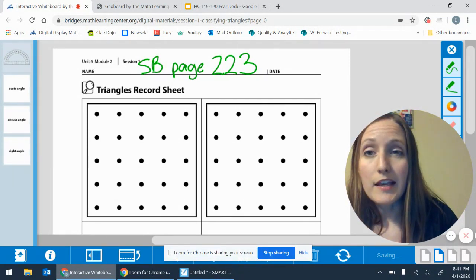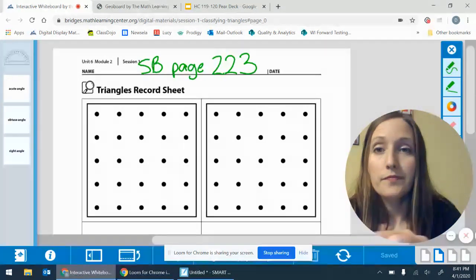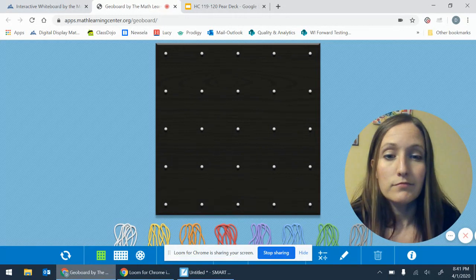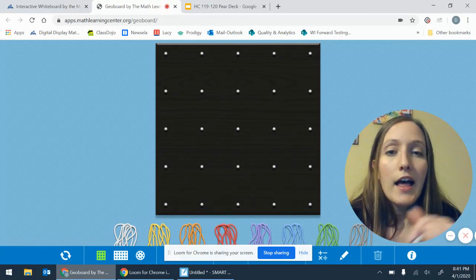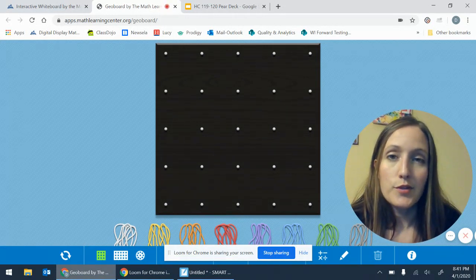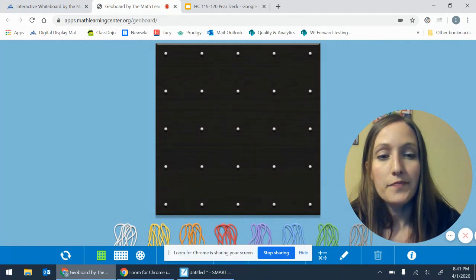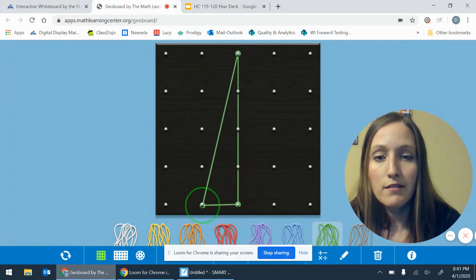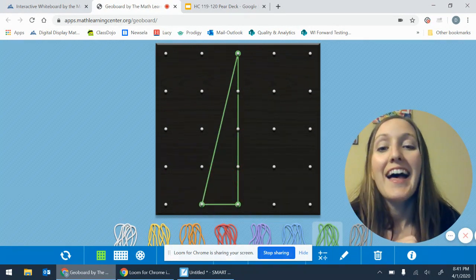I'm going to start by making a triangle on a Geo board. This is a fun little app that we like to use. It's an actual virtual Geo board. Your teachers should have a link that you can also use if you'd like to today. I'm going to take my rubber band and put it on my Geo board. I'm just going to move it around, make a triangle. It looks like a fun triangle.